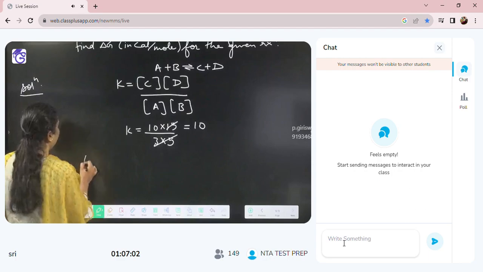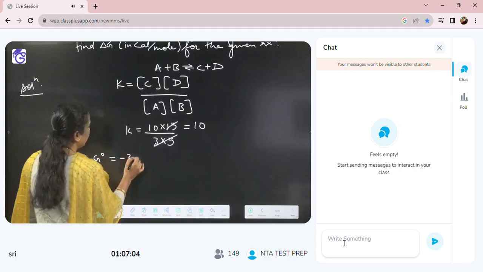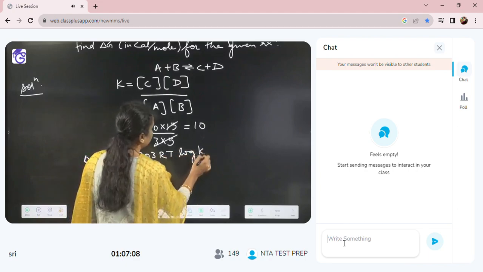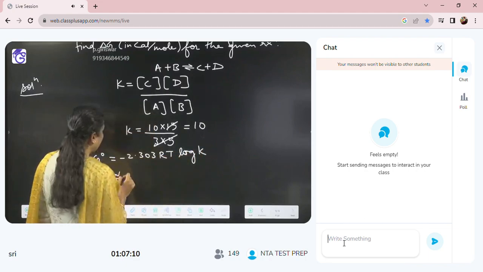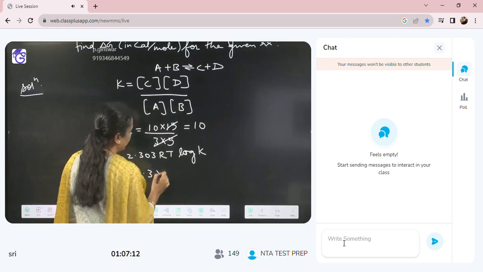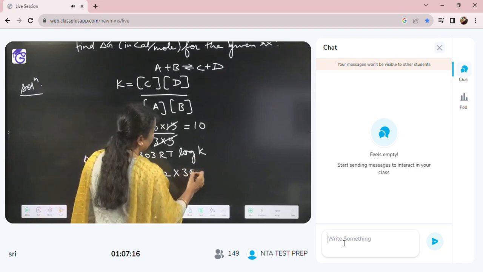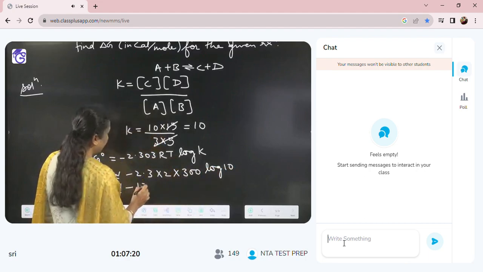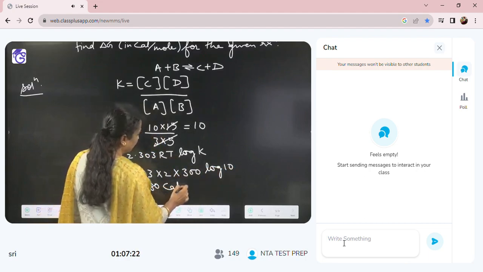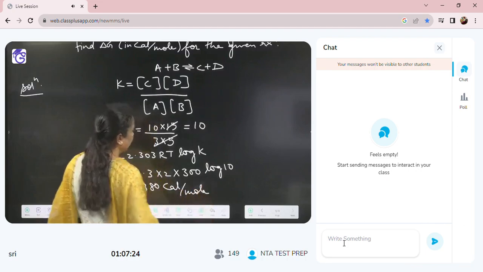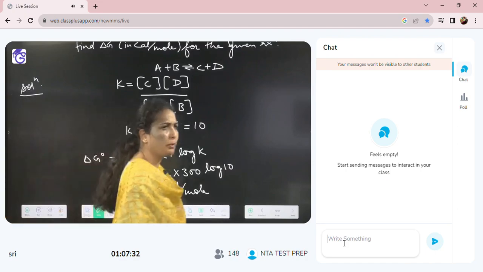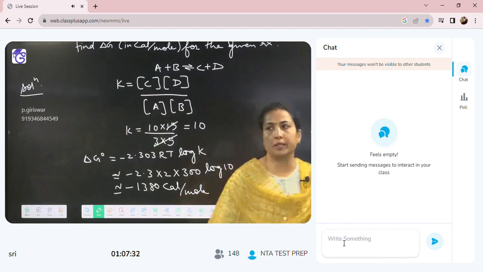Good. So delta G naught is equal to minus 2.303 RT log K. And here I can approximately take this as minus 2.3 into 2 calorie into 300 into log 10. So when you multiply this, you'll be getting minus 1380 calorie per mole. If you are taking the exact value, then you should be getting 1381.8, right? But as such, you can always apply a little bit of approximation to your answer, right?